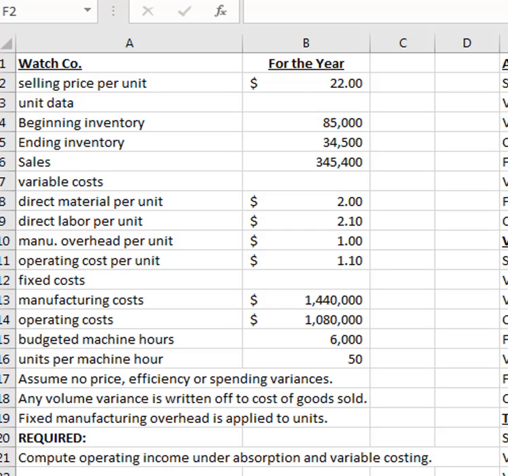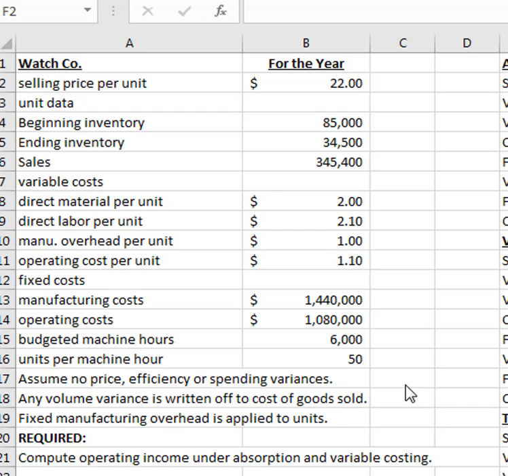So this is the second in a series of 3 walkthroughs. So I'm going to go a little faster on this one because I think you've already done the first one. And we're going to be doing, I only asked for absorption and variable, but we'll go ahead and do throughput as well, just to illustrate.